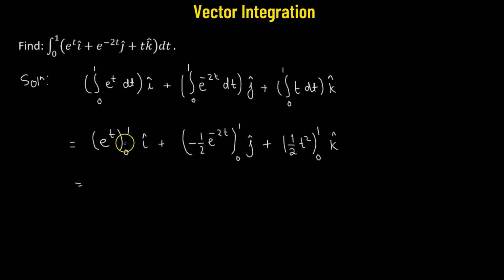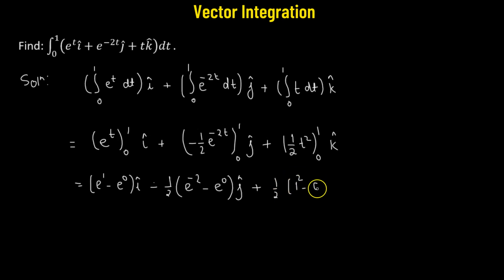So let's plug in the limiting values. We have e raised to the power of 1 minus e raised to the power of 0, i cap, plus, let's take the negative outside, negative half multiplied by e raised to the power of negative 2 minus e raised to the power of 0, so that's j cap, plus half t squared, so that will be 1 squared minus 0, multiplied to k cap.